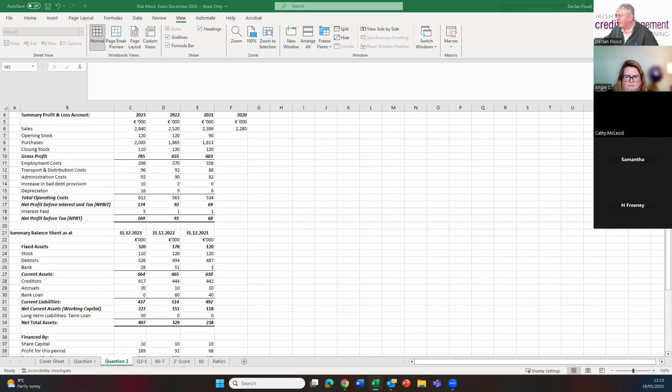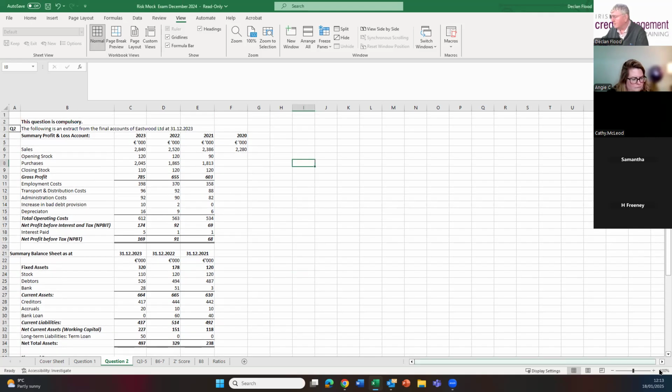So what I'm going to do now is, you only have to do 6, so I'm just going to pick 6. Let me see. The 6 ratios I am going to pick are net profit percentage, the current ratio, the quick ratio. What else am I going to get?